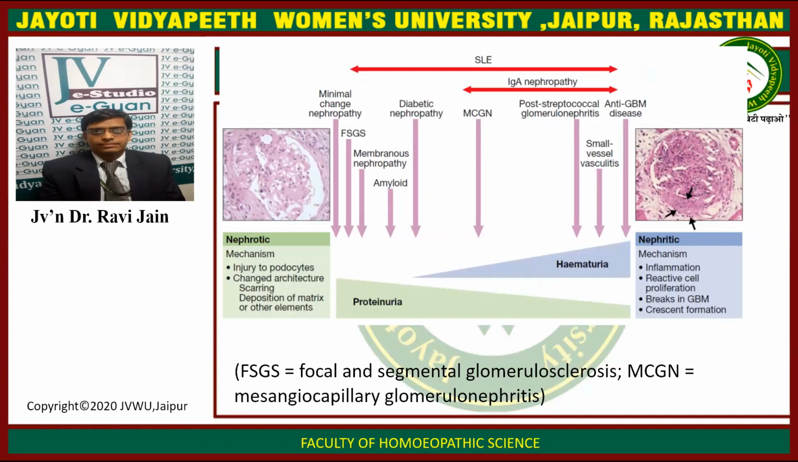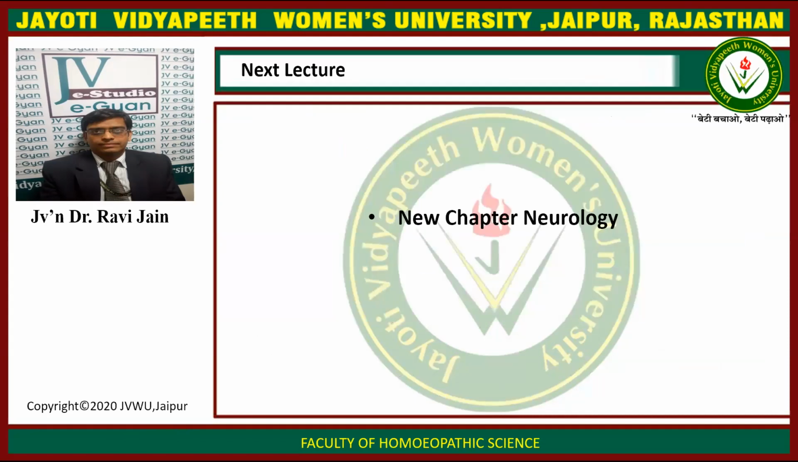For nephrotic syndrome, we have discussed minimal change nephropathy, FSGS, membranous nephropathy, and amyloid. We have also discussed diabetic nephropathy, MCGN, post-streptococcal glomerulonephritis, small vessel vasculitis, and anti-GBM disease, that is Goodpasture disease, and also nephritic syndrome. This completes our glomerulonephritis, and this was all about the genitourinary system. We will start the next chapter, neurology, from the next lecture.